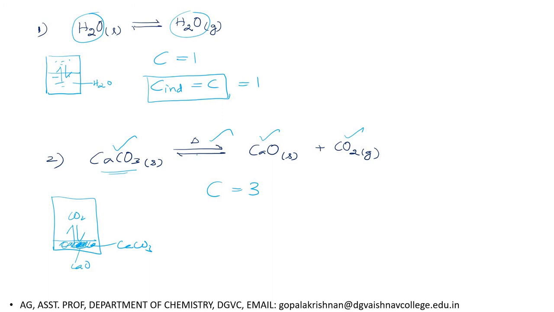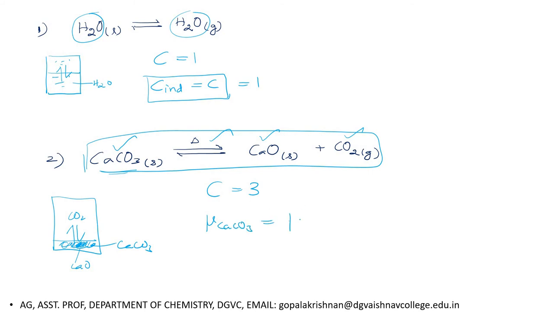Okay, now we have a chemical equilibrium. So this is an equilibrium reaction, chemical equilibrium. For this equilibrium we can write chemical potential. We have 1 mole of calcium carbonate. So 1 into chemical potential of calcium carbonate should be equal to 1 into chemical potential of calcium oxide plus chemical potential of carbon dioxide. So this is one equation.